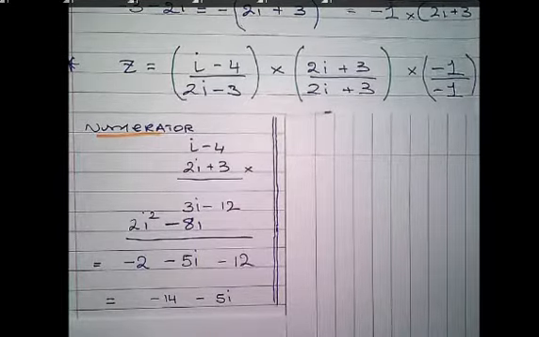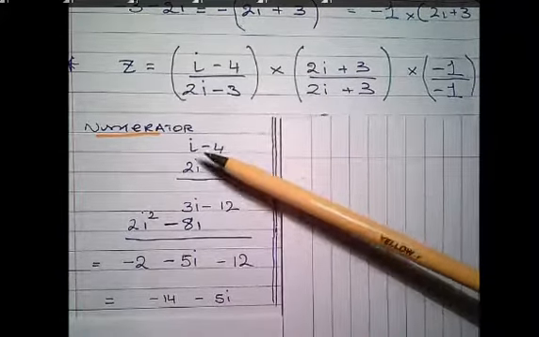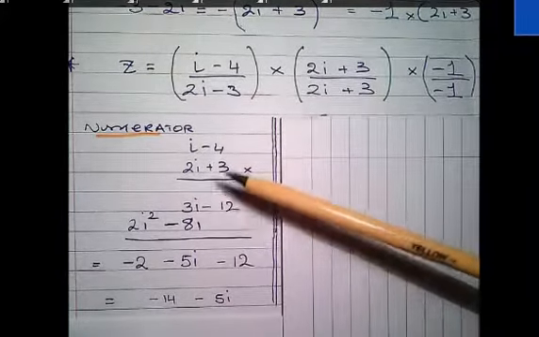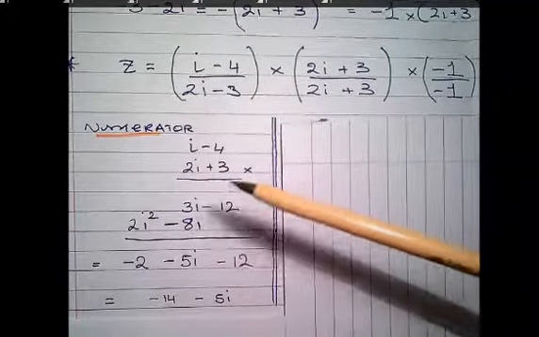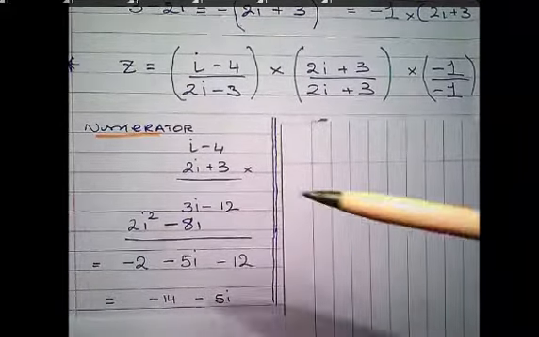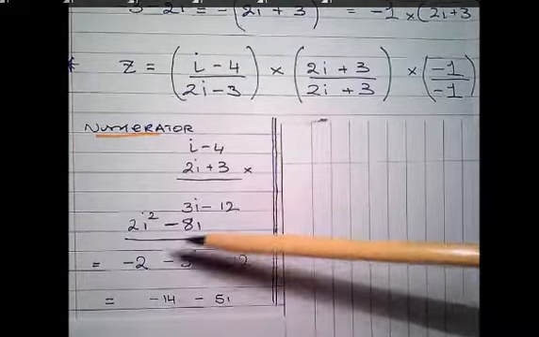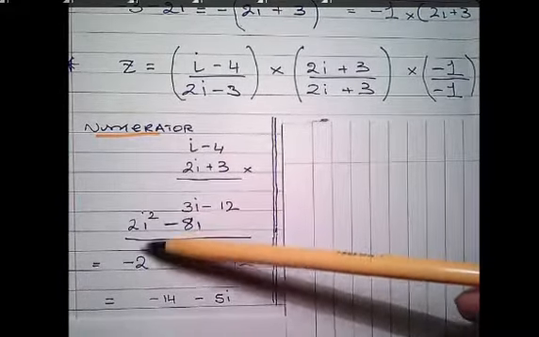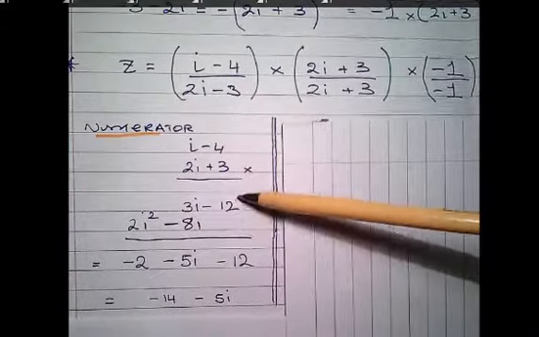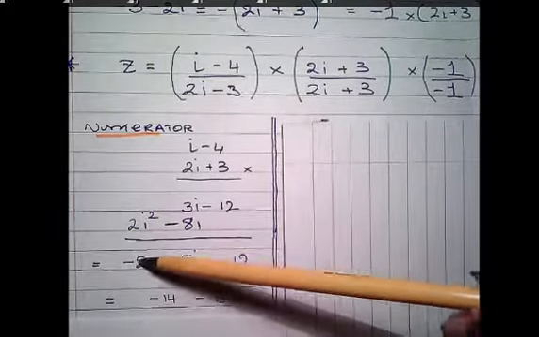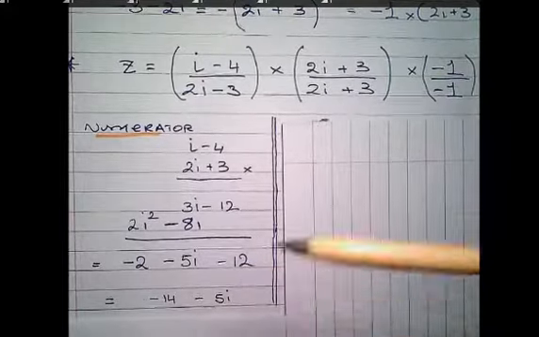So what we have here is i minus 4 times 2i plus 3. 3 times i minus 4 gives us 3i minus 12. 2i times i minus 4 gives us 2i squared minus 8i. Nice, tidy, traceable format there. So 2i squared minus 8i plus 3i minus 12. So i squared is minus 1, so we have minus 2 there. 3i minus 8i gives us minus 5i, and minus 12 there. Okay, so minus 12 and minus 2 gives us minus 14 when we add them up together, minus 5i.